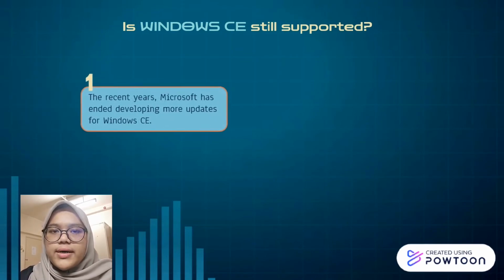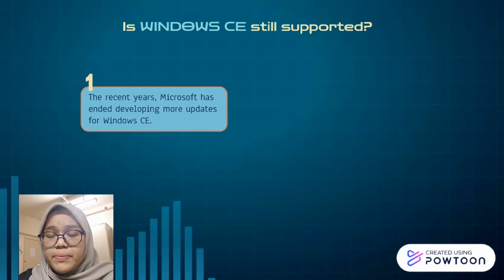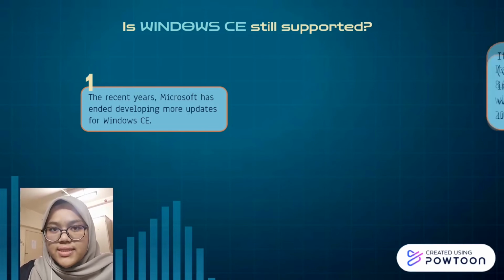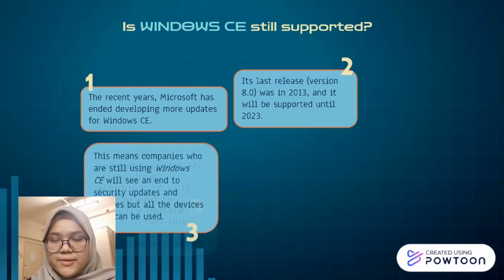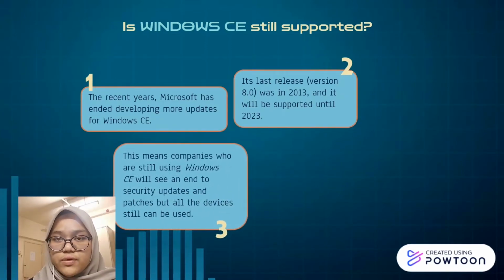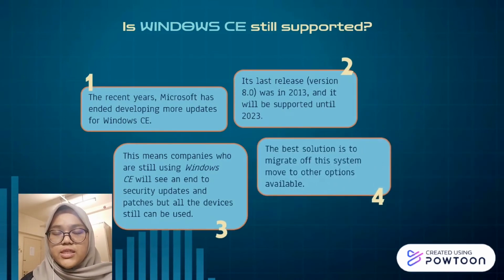In recent years, Microsoft has actually ended developing more updates for Windows CE. Unfortunately, its last release, which is version 8.0, was in 2013, and it will only be supported until 2023. This means any company that uses Windows CE will stop getting security updates and patches, but all the devices can still be used. So the solution for this issue is to migrate off this operating system and opt for another operating system.